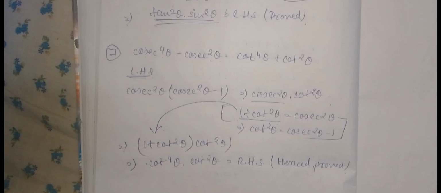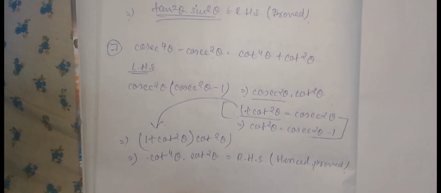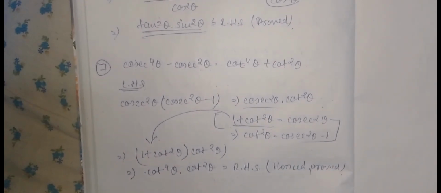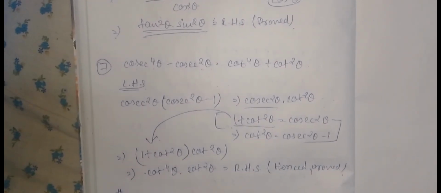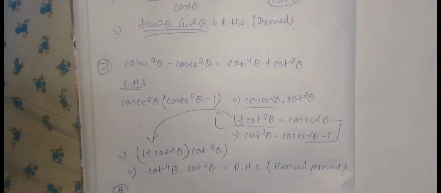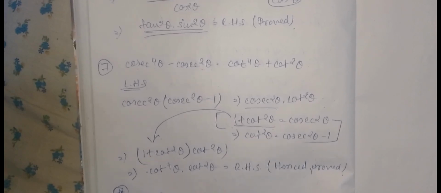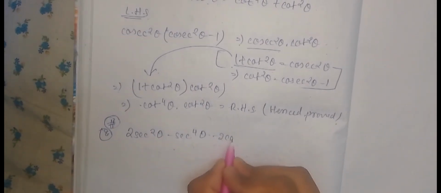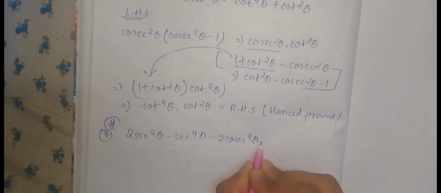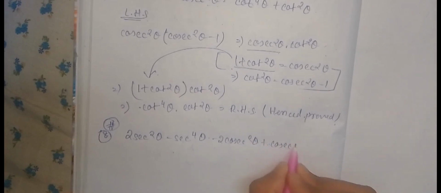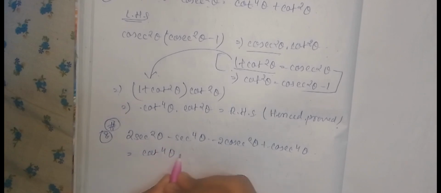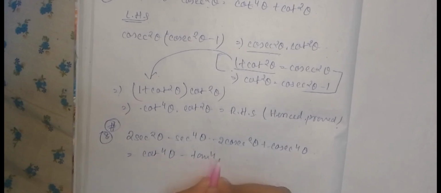We will move on to our next sum. This is an important one from the exam point of view. I am also marking it as important. So 2 sec square theta minus sec to the power 4 theta minus 2 cosec square theta plus cosec to the power 4 theta equals cot to the power 4 theta minus tan to the power 4 theta.